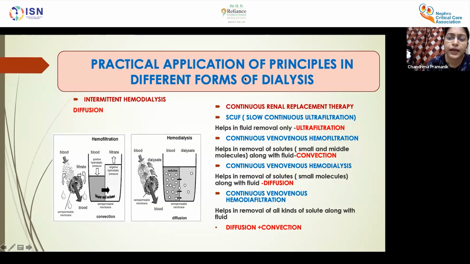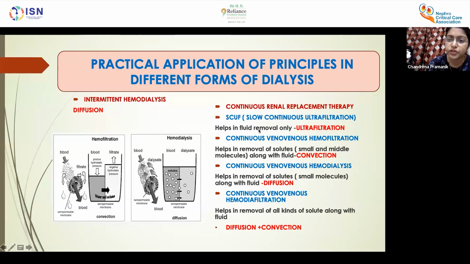So if we apply these principles to different forms of dialysis, hemodialysis usually refers to the process of diffusion, wherein the small molecular weight solutes get transferred from the blood compartment to the dialysate compartment across the semi-permeable membrane. So intermittent hemodialysis refers to diffusion, whereas if we compare it with CRRT, CRRT has 4 different modalities.